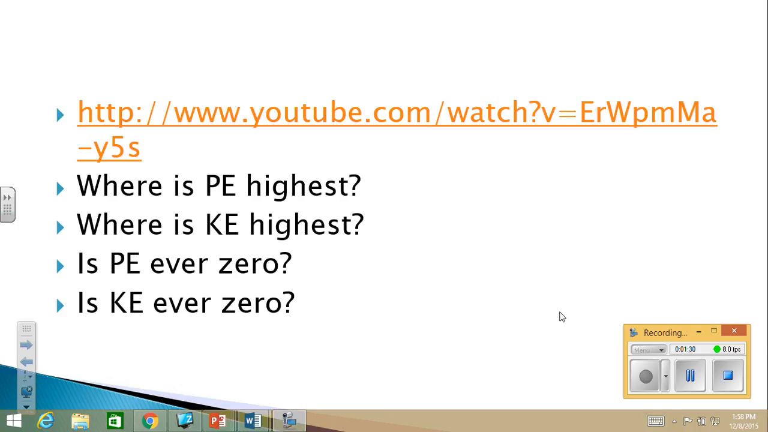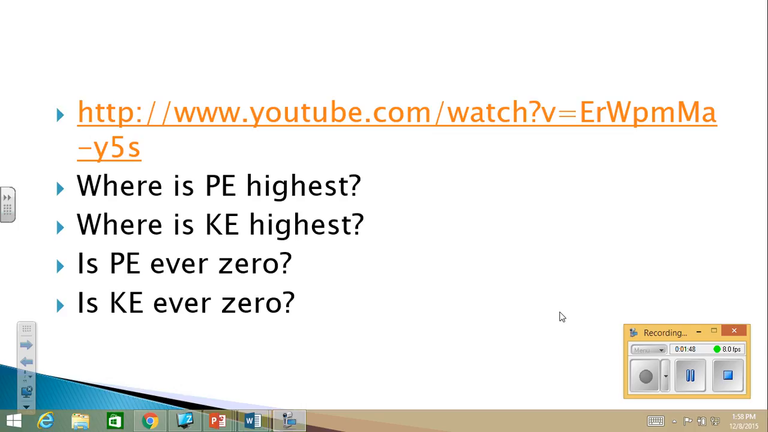Is potential energy ever zero? Well, the situation in which potential energy would be zero would be when it is at the lowest level. And so if it's ever back to the place where it started, it would be zero, which I guess would have to be where it came back to the station house.